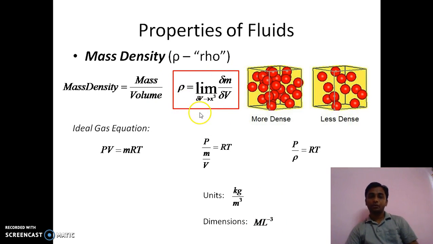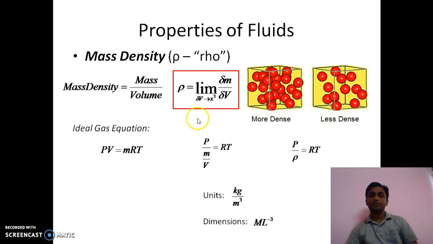based on the continuum approach, that is delta V. It's a very small volume, and within this small volume a certain small mass delta M is present, and this small volume delta V is tending to x cube. So this x cube is a critical volume, it is not tending to 0.